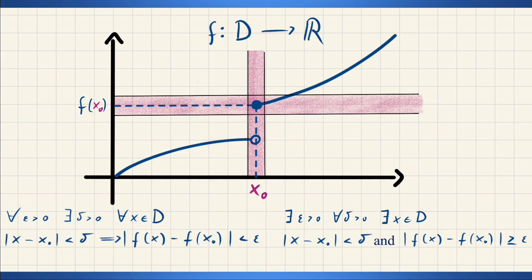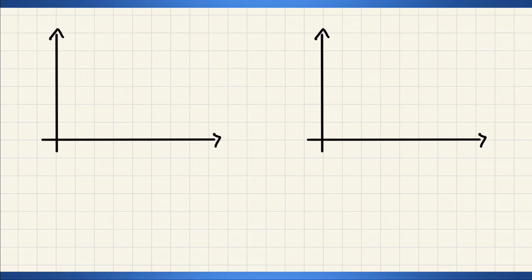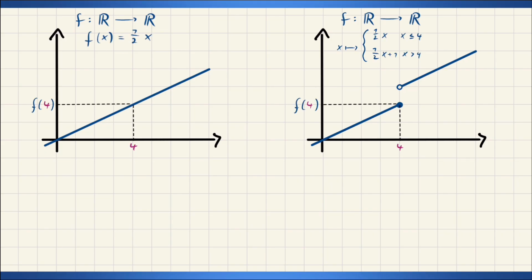x0. Note, a function can be continuous on parts of its domain, but if it is not continuous at every point in the domain, it is considered overall discontinuous. Okay, let's go through with some numbers. We consider two functions and want to check continuity at x0 equals 4.